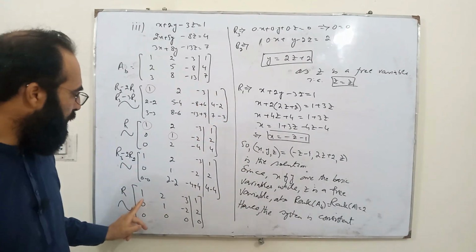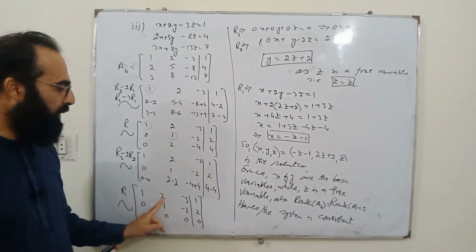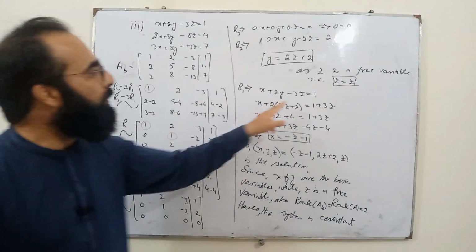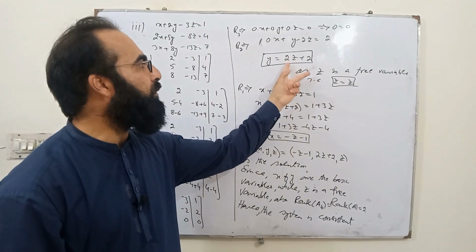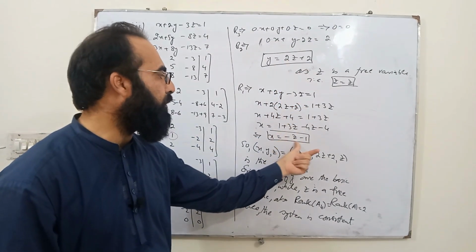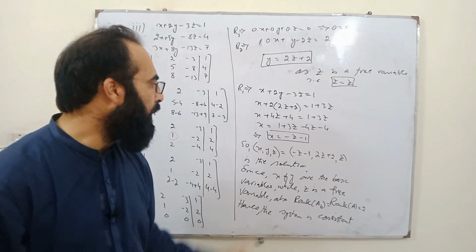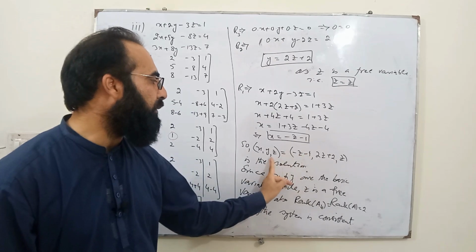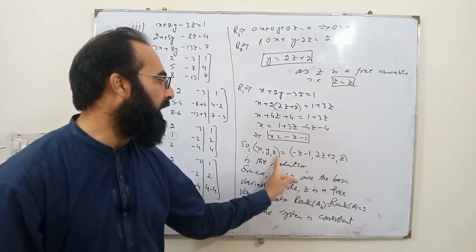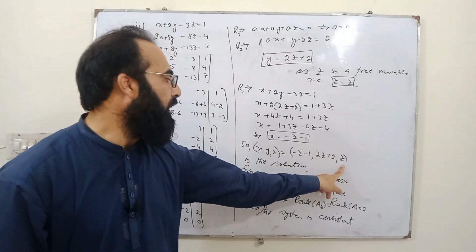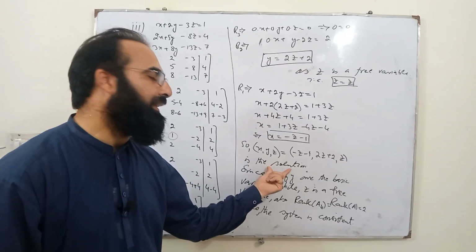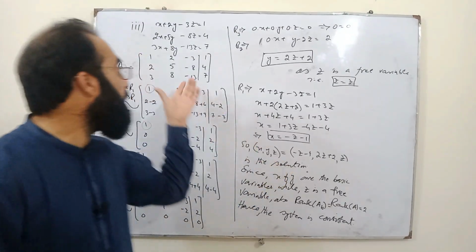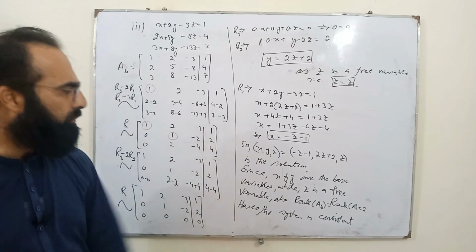From the first row, we get x plus 2y minus 3z is equal to 1. Substitute these values in this equation, you will get x equals minus z minus 1. So the value of x is minus z minus 1, the value of y is 2z plus 2, and z will remain same. This one is representing the solution of this given system.